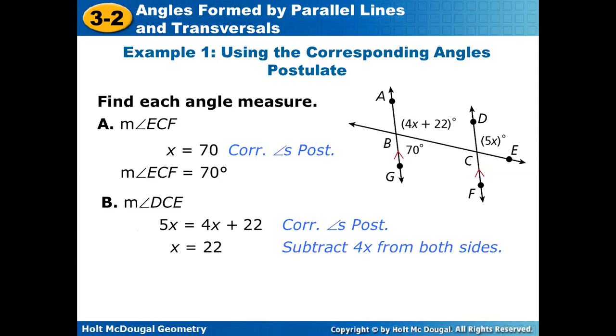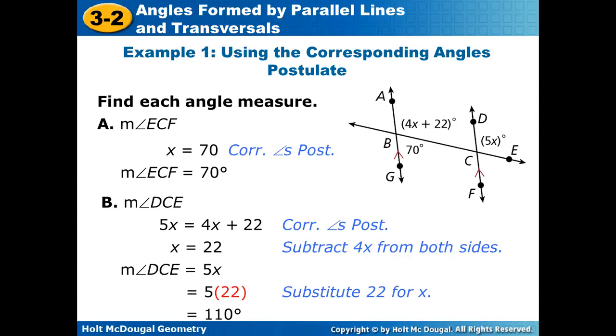Okay, so is that the end of it? Of course not. We have to substitute it in this 5x because they want DCE. We only found the value of x, not 5x. So you multiply 5 with 22. That's going to give you 110 degrees. Okay, so this was all about lesson number 2.